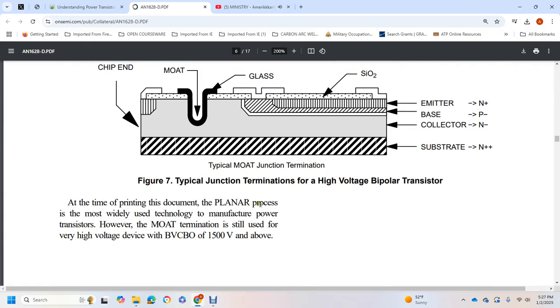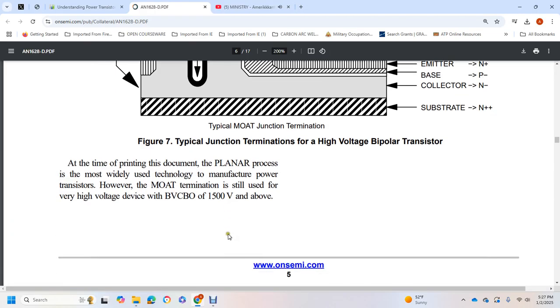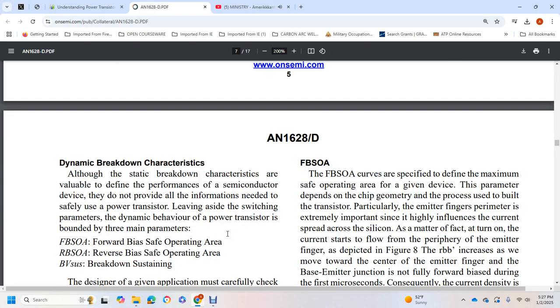This type of planar termination is the technology used to manufacture most power transistors. However, mesa termination is still used for very high voltage devices with BVCBO at 1500 volts and above. Dynamic breakdown characteristics. Although the static breakdown characteristics are valuable in defining the performance of semiconductor devices, they do not provide all the information needed to safely use the power transistor.